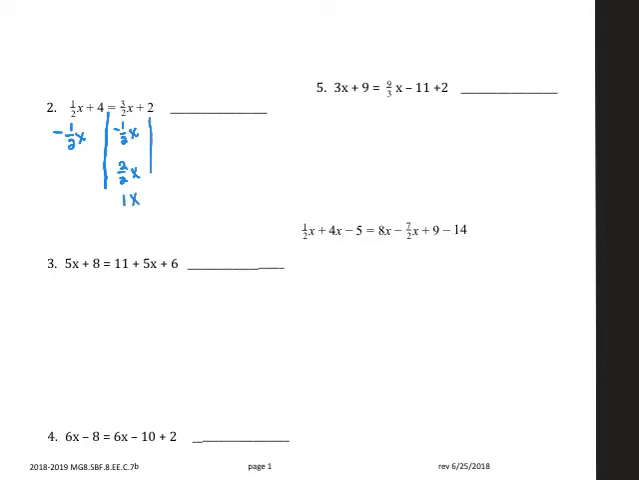And we still have plus 2. And we have equals 4. So now what do I do? Well, do I need to finish solving this? If I do need to solve it, I'm going to subtract 2 from both sides. And 1x is equal to 2.